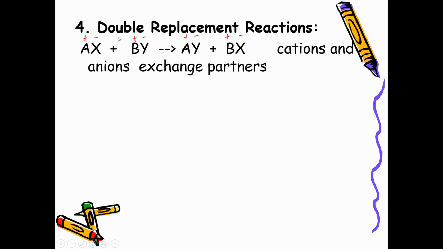So your positives are just going to flip-flop. Okay, so A is with X on the reactant side. On this side, A is with Y. So A and B just flip-flop. Okay, and again, you'll have 2 compounds on either side. It's just your metals in those compounds are going to flip-flop and have new partners on the other side.